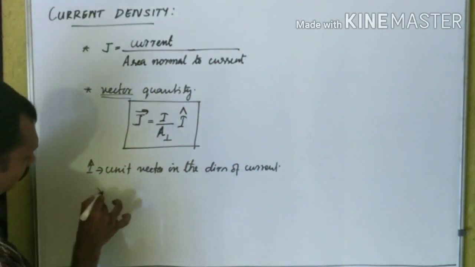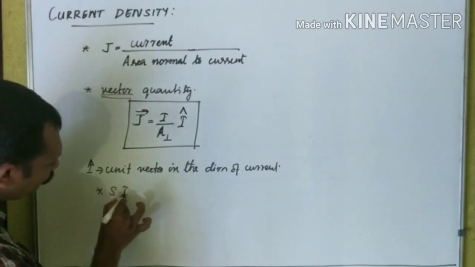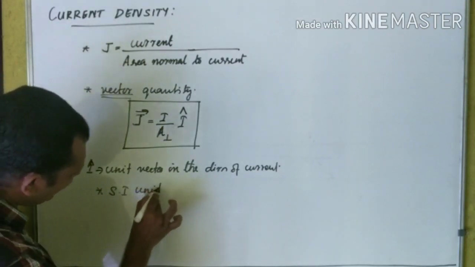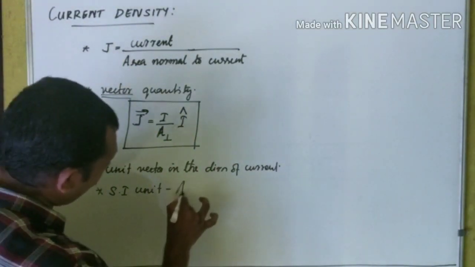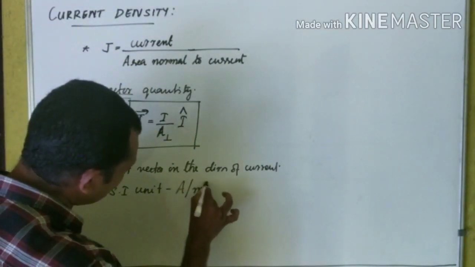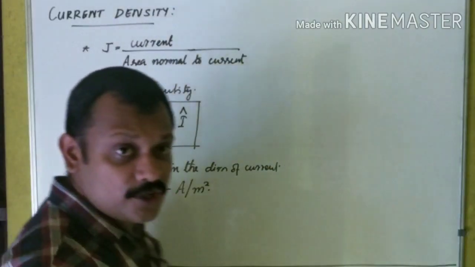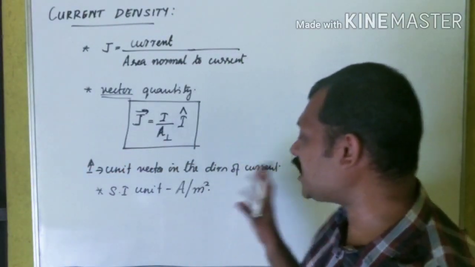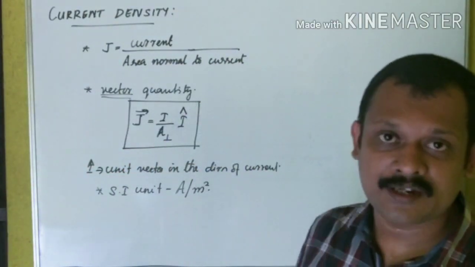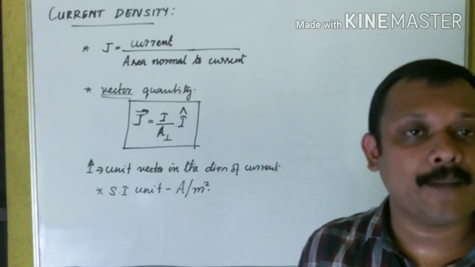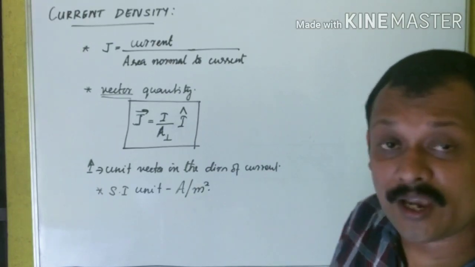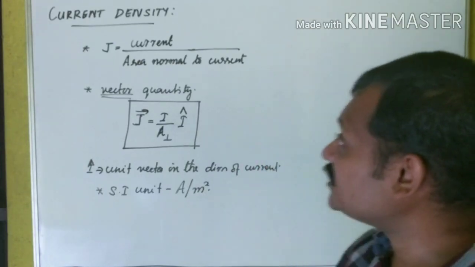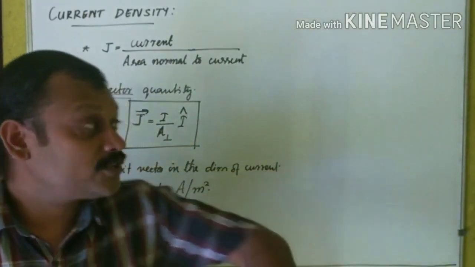Then the question, what will be the SI unit of current density? The SI unit of current density is ampere per meter square. That you can easily get. The SI unit of electric current is ampere, and the SI unit of area is meter square. So the SI unit of current density is going to be ampere per meter square.